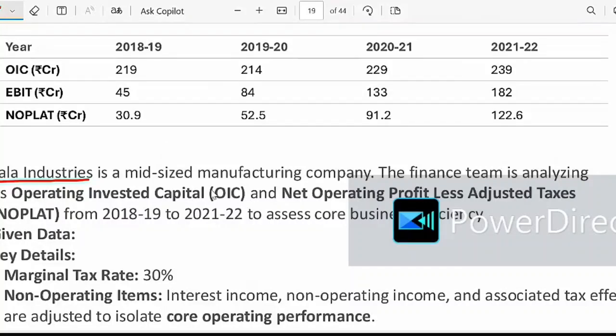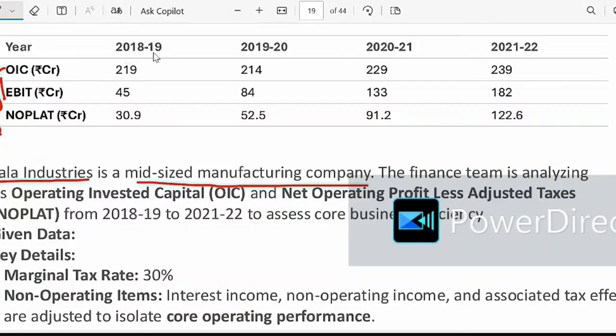So Lala industry is a mid-size manufacturing company. Their finance team wants to check how efficiently the core business is doing over the years from 2018-19 to 21-22. So they have two key numbers. OIC. What is OIC? OIC is operating invested capital. So this shows how much is invested in the core operation, and every data is in crore.